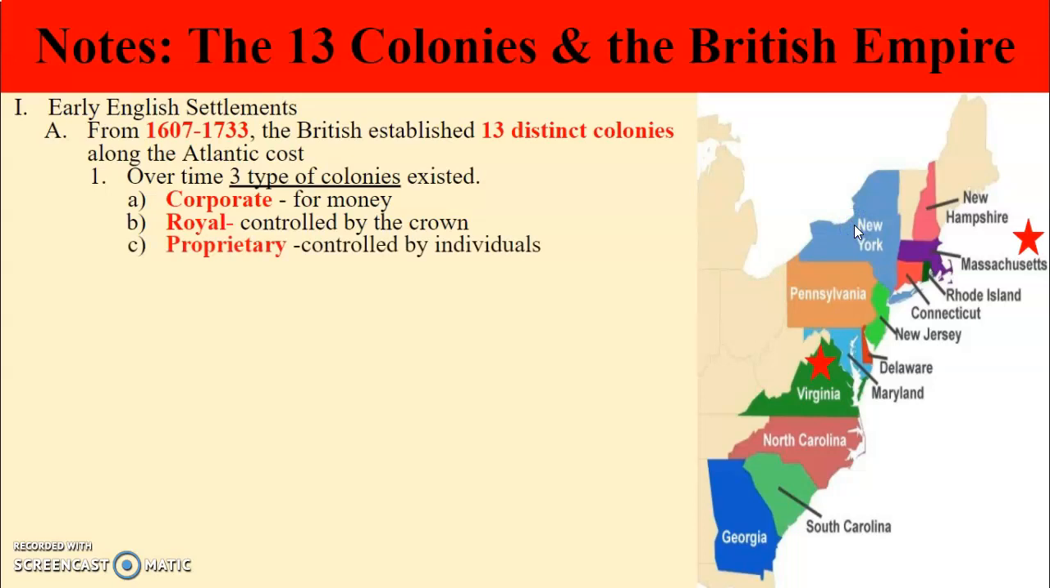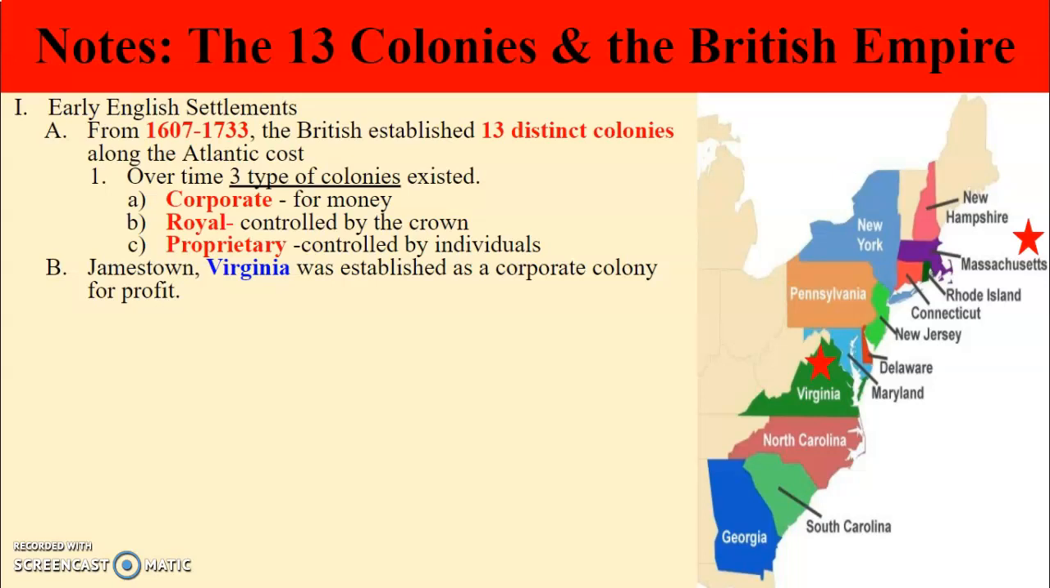And finally, as a reward, as proprietary, where the king offered these colonies or this land to his buddies, to his entourage. So they were controlled by individuals, and they started for a variety of reasons. So we're going to learn about those three today by going into each one of them very briefly. We're going to start off with the most famous one where the United States actually started from. We learned about it last week, Jamestown, Virginia.